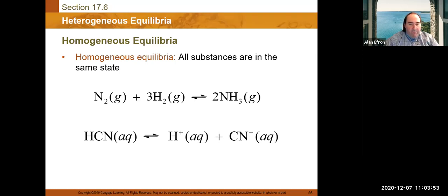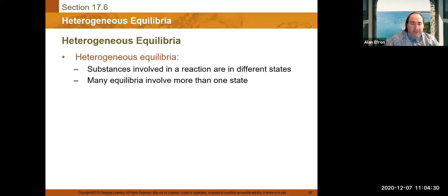So if you look at the top one, the one that we've been dealing with, the N2 and the H2 and the NH3, that's a homogeneous equilibrium. Everybody's in the gas phase, so everything's good. On the bottom, everybody's also in the same phase. They're all in the aqueous phase, and that also is a homogeneous equilibrium. Now, not always will you have a homogeneous equilibrium. You will have sometimes a heterogeneous equilibrium where everybody is not in the same phase. And let's take a look at a couple of those on the next slide.